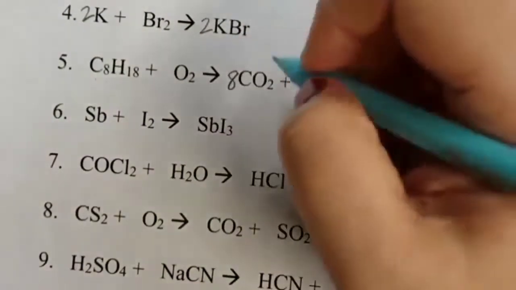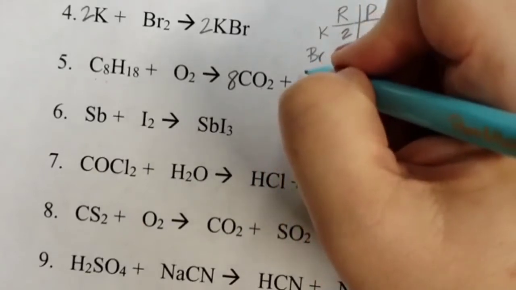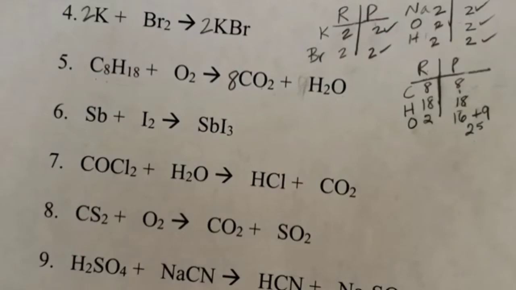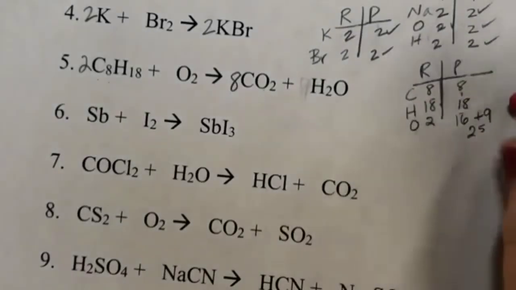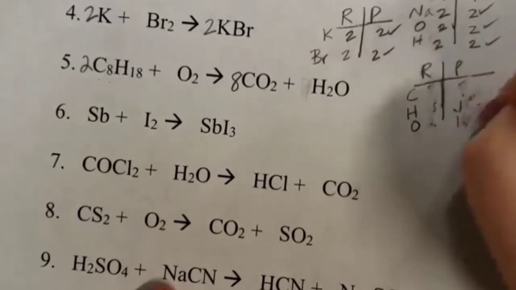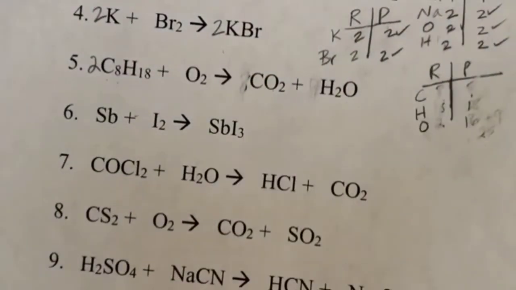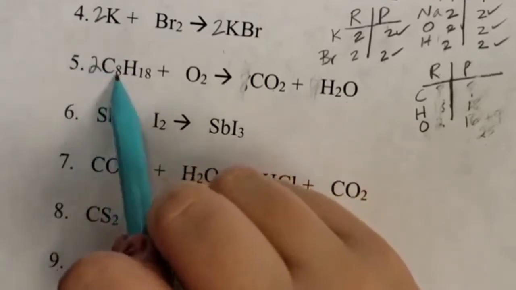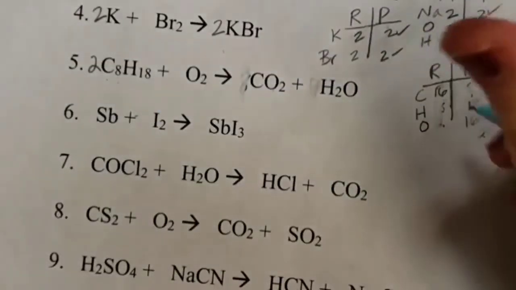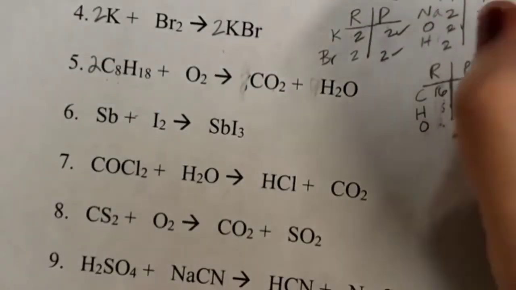Okay, let's change this to 10. I'm going to put a 2 here. So I'm going to redo my chart, okay? This is why I say use a pencil. All right, so I'm putting a 2 in front of the biggest molecule to give us more molecules. So 2 times 8 is 16. And then 2 times 18 is 36.